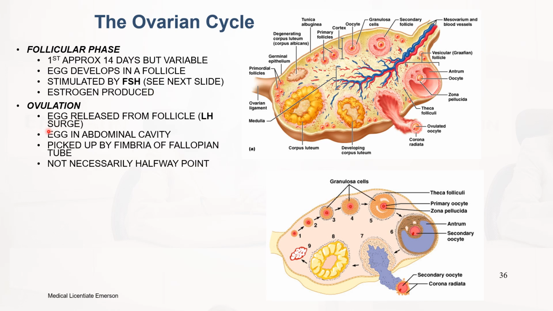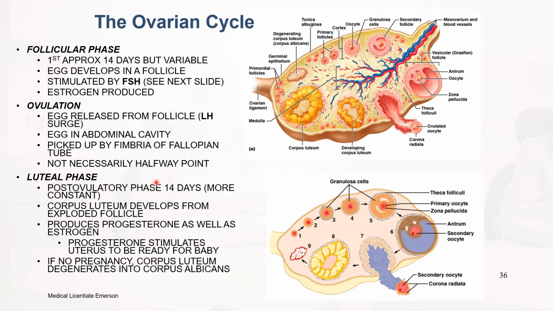In terms of ovulation, the egg is released from the follicle due to the luteinizing hormone surge. The egg is in the abdominal cavity, then it is picked up by the fimbria of the fallopian tube. Then you have the luteal phase, the post-ovulatory phase, 14 days, which is more constant. The corpus luteum develops from the ruptured follicle and produces progesterone as well as estrogen. Progesterone stimulates the uterus to be ready for a baby. Without pregnancy, the corpus luteum degenerates into the corpus albicans.